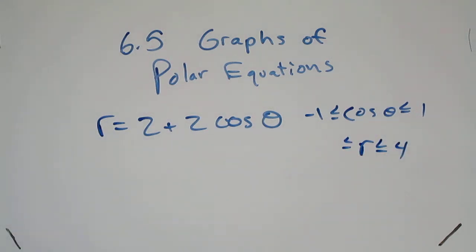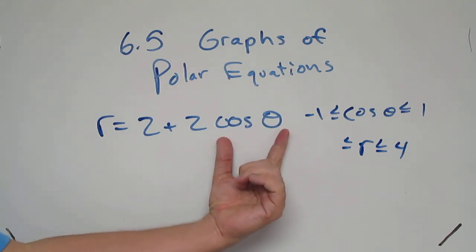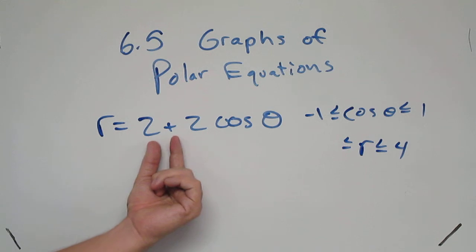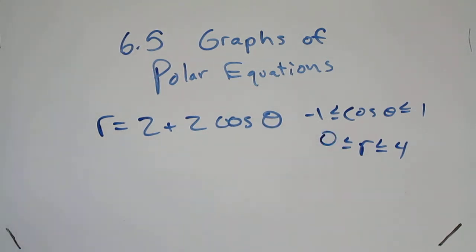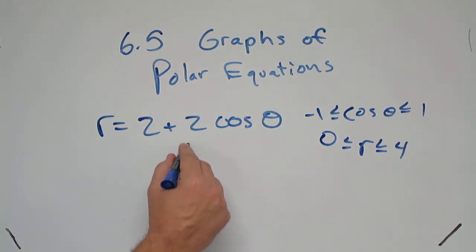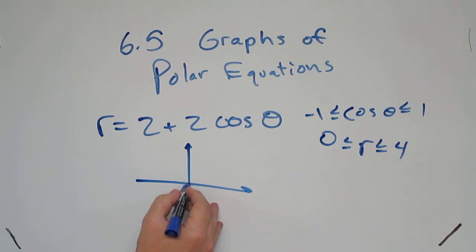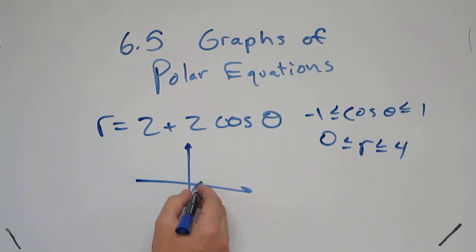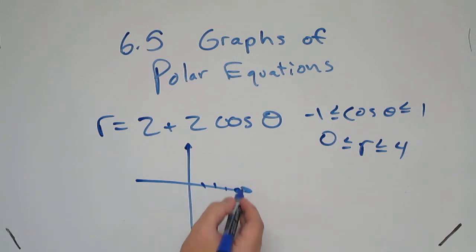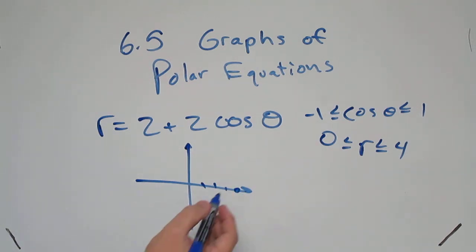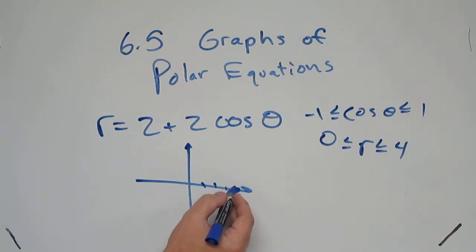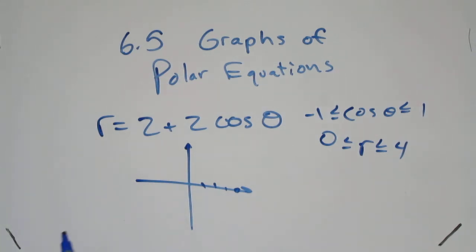What's the minimum value of r? Well, if this part was -1, I'd have 2 plus 2 times -1, which would be 0. So I'm always going to have a non-negative radius. And so when you're graphing something like this, immediately at 0 degrees, the cosine of 0 is 1, so r equals 4. So I'd be all the way out here at 4. But as I start going through my angles, it's going to get smaller and smaller until I get to 90 degrees, in which case I'm going to be at my lowest value because the cosine of 90 is 0.